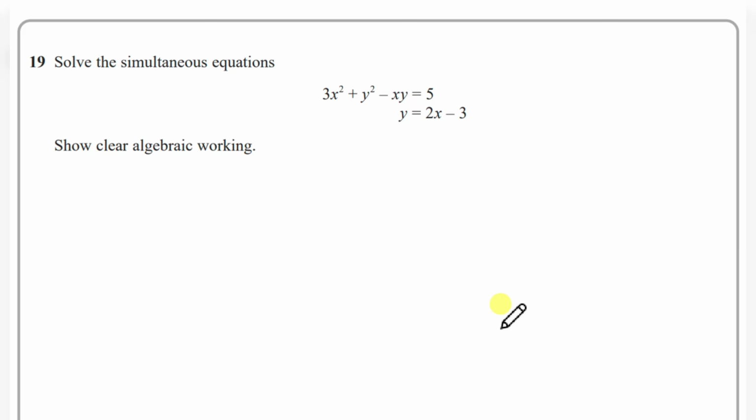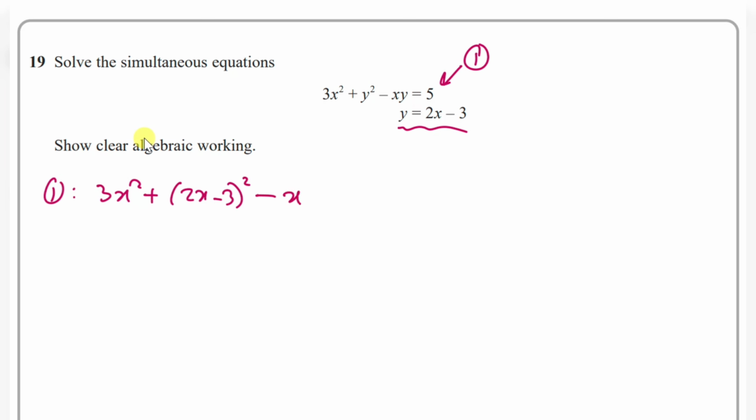Simultaneous equations. Now solve the pair of simultaneous equations, okay, and show clear algebra working. Now easy way to do this, always substitute the simple equation that's either x equal or y equal like that into the heavier looking equation. So we're going to replace all these y's now with 2x minus 3. So let's call this equation 1, yeah? So now we've got 3x squared plus, instead of y squared, we've got now 2x minus 3 all squared, remember with the brackets, minus x, and you're going to replace y again with 2x minus 3. Again, always put the bracket, equals 5.